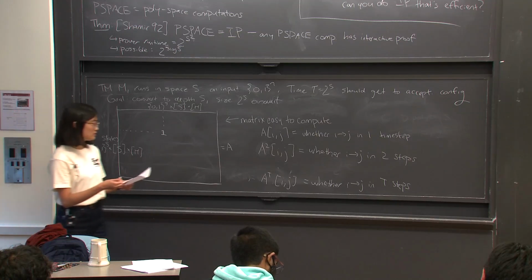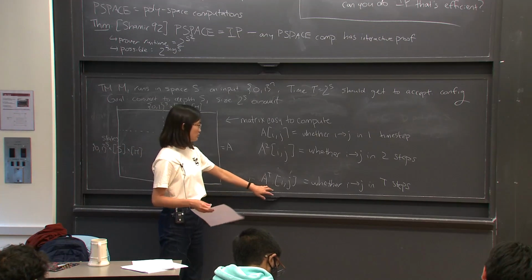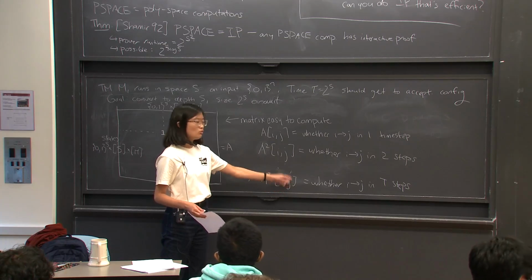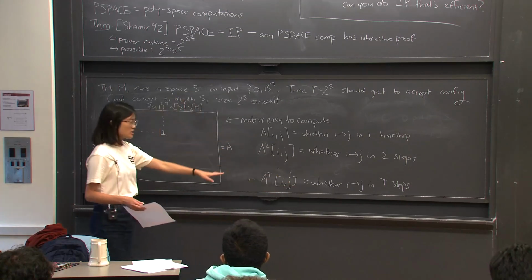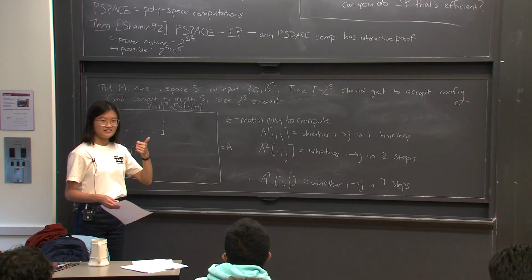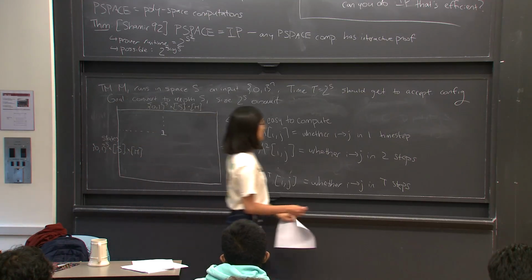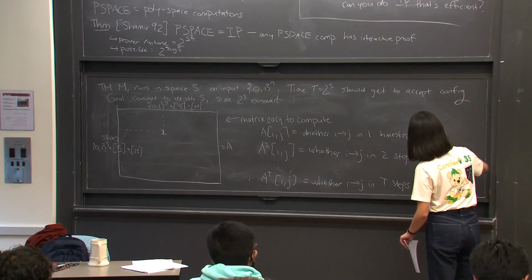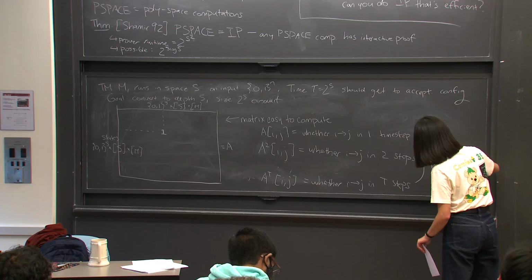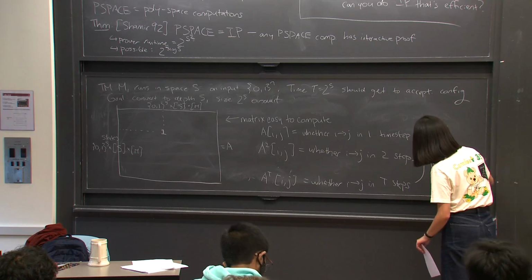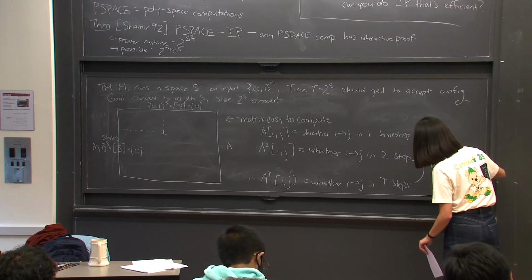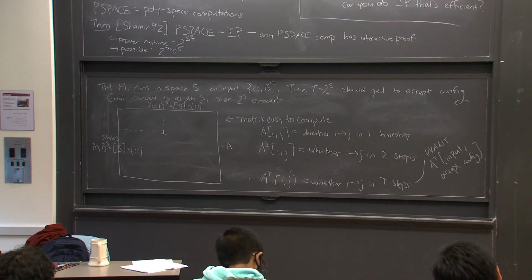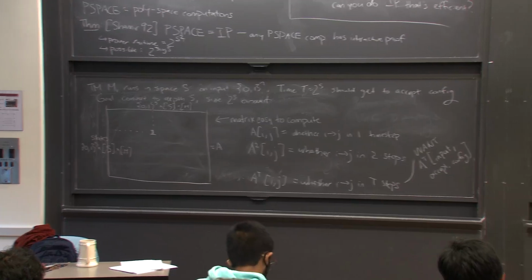So the point is, if we can compute A^t of the input configuration, comma, the accepting configuration, we'll know if this PSPACE computation is accepting or not. Okay? So what we want is, we're going to write a circuit to compute this.